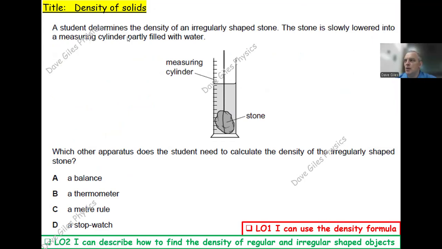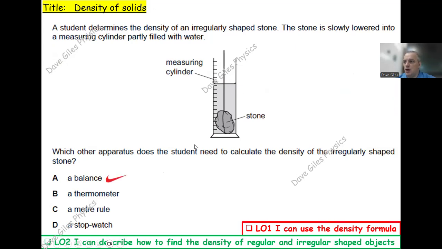A student determines the density of an irregular shaped stone. The stone is slowly loaded into a measuring cylinder, partly filled with water. You can see here I talked about putting it in slowly earlier. He has put a bit of string on there, which will add a little bit of volume to it, but not much. Which other apparatus does the student need to calculate the density of the irregular shaped stone? Well, we need to know its mass, and for that we would use a balance.